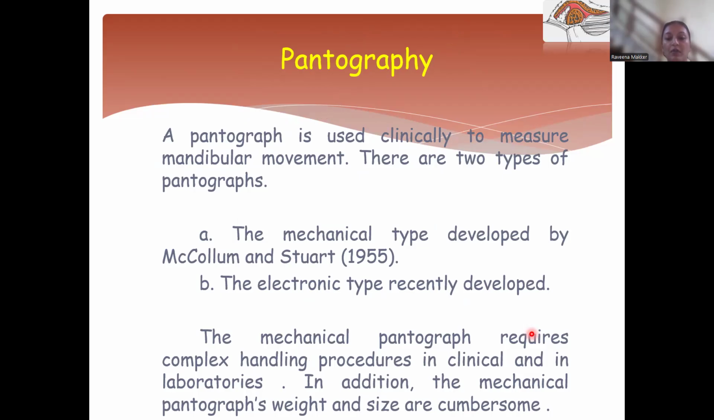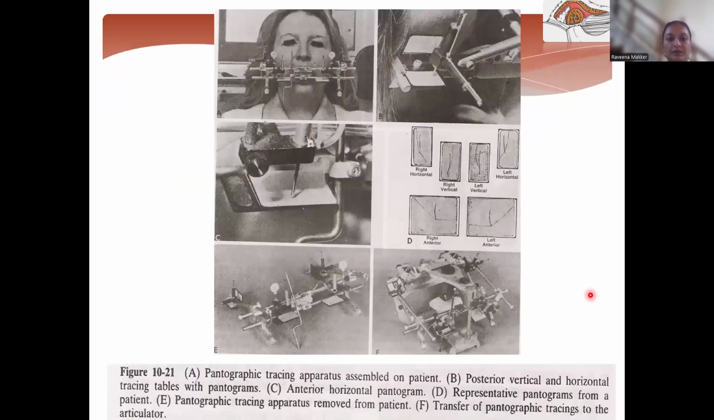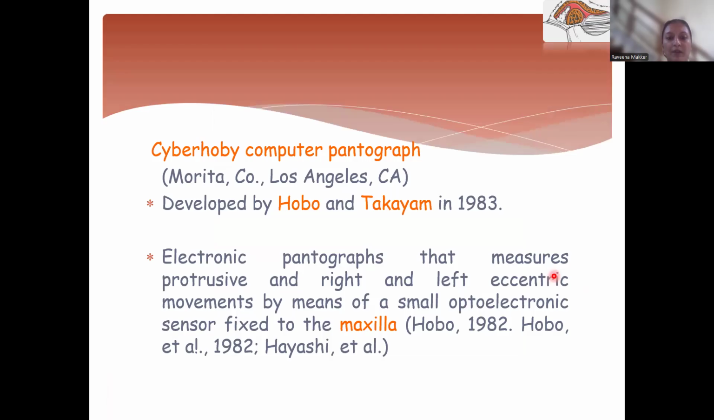The mechanical pantograph requires complex handling procedures in the clinic and in the laboratory. In addition, the mechanical pantograph's weight and size are cumbersome. This is the picture of the pantograph, which is quite cumbersome and is not really used. Then the Cyber Hobby Computer Pantograph was developed by Hobo and Takayama in 1983. Electronic pantographs measure protrusive and right and left eccentric movements by means of a small optoelectronic sensor fixed to the maxilla.